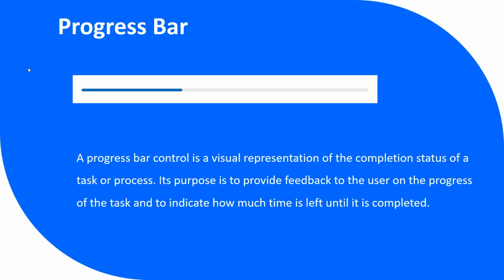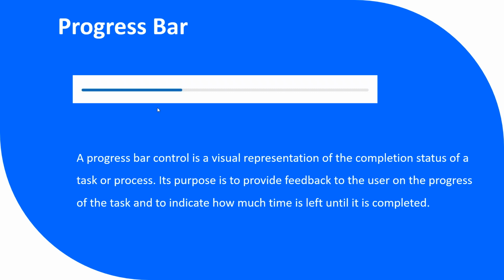The second control is the progress bar. This is how the progress bar control looks. A progress bar control is basically the visual representation of the completion status of a task or process. Its purpose is to provide feedback to the user on the progress of the task and to indicate how much time is left until it is completed. So this is how the progress bar control looks.